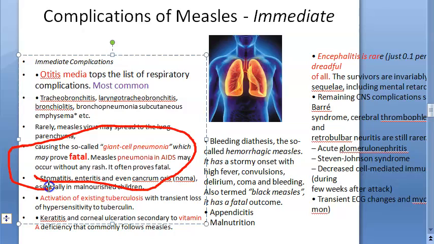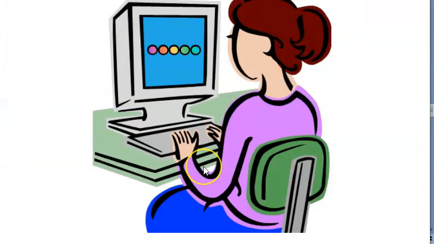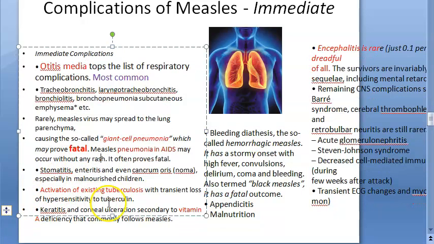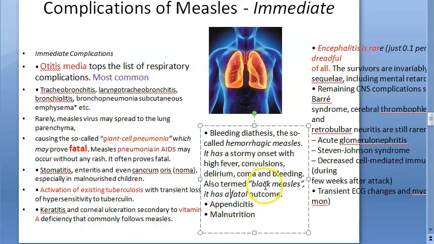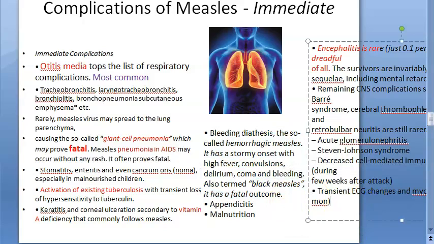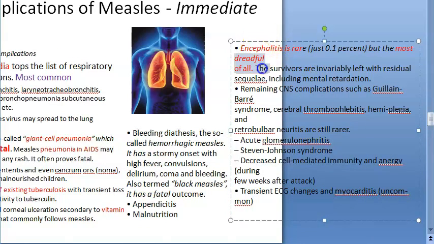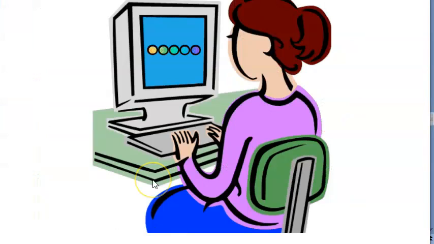In AIDS patients it can be there. Measles pneumonia in AIDS may occur without any rash and it often proves fatal. So this fatal word is coming for giant cell pneumonia. Okay guys, where will you see giant cell pneumonia? Post measles, yes, it's a complication of measles. Then vitamin A deficiency we told you. Something called black measles, hemorrhagic measles, has a fatal outcome. Encephalitis can be there also. That's also dreadful. So guys, did you understand that most of these complications are fatal, except serous otitis media and vitamin A deficiency, isn't it?